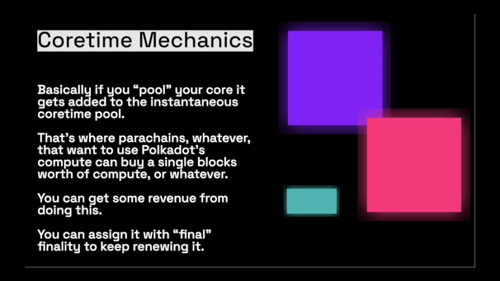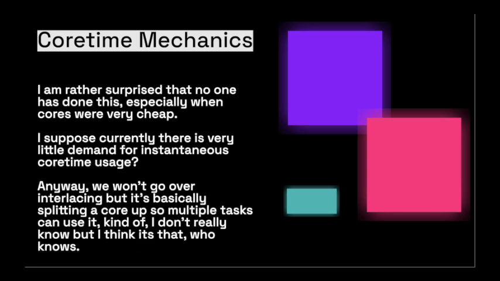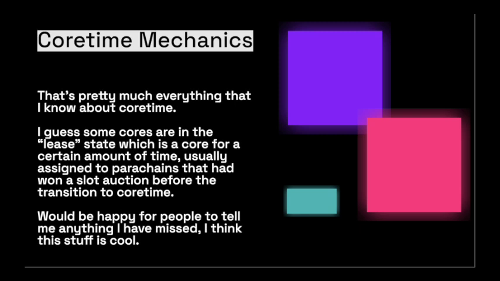So I'm assuming that you can just renew it. So you could buy a car, pool it, and then renew it every month. I'm rather surprised nobody actually did that, especially when we're really cheap. But I believe there's pretty little demand for instantaneous call time usage at the moment. But yeah, anyway, we won't go over interlacing, but again, I believe it's just you split up a car so multiple tasks can use it. And that's pretty much everything that I know about call time.